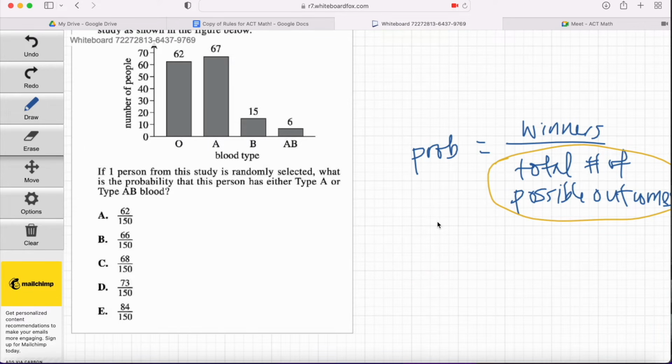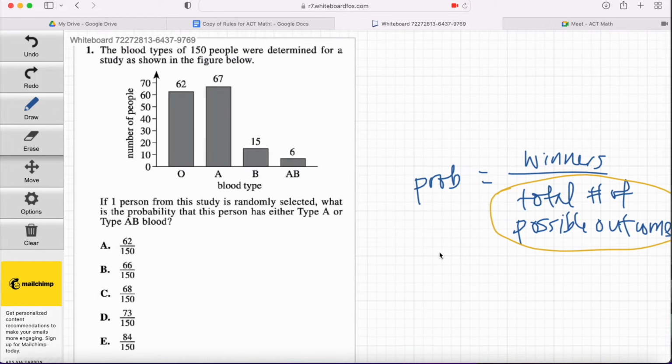Okay. What's the total number of possible outcomes here in this scenario? What's the pool of people that we're drawing from? Do you have any idea? 70. Right? It says if one person from the study is randomly selected. Okay, so one person. Well, we're selecting one. Okay, that's true. But the total number of possible outcomes is one person from the study.